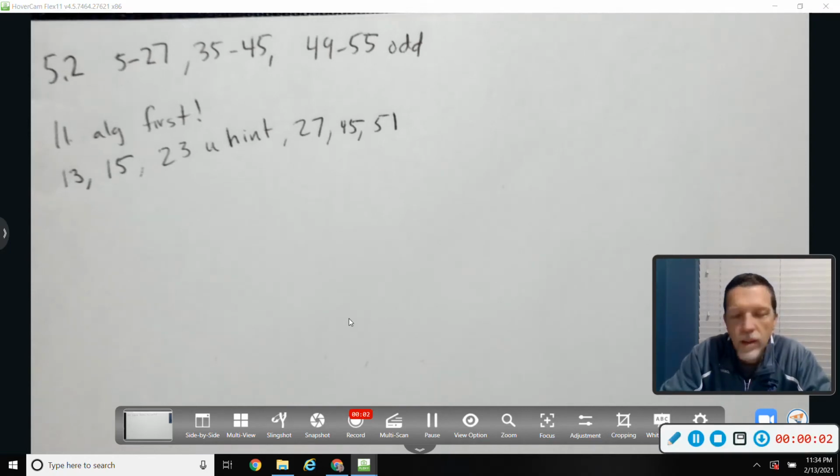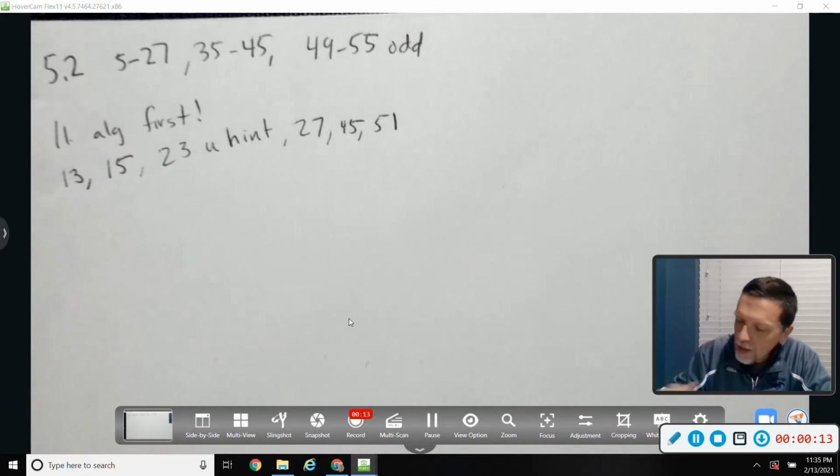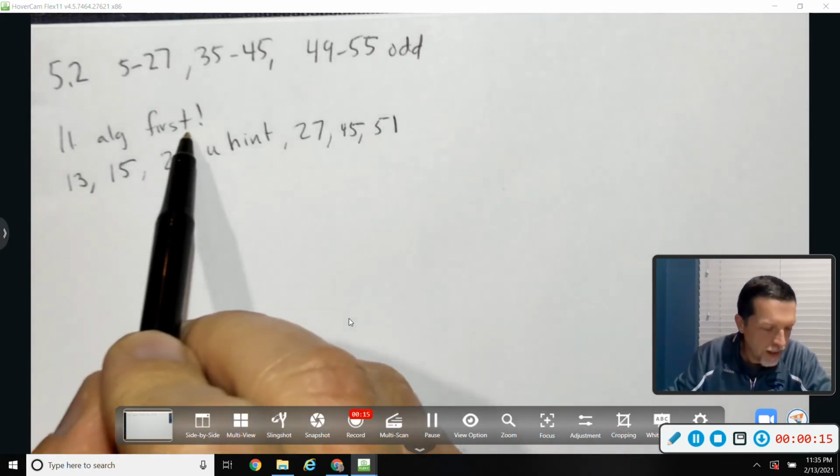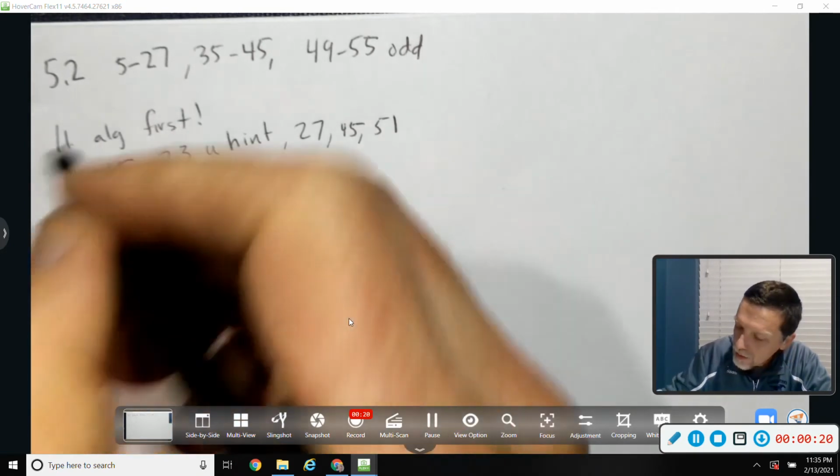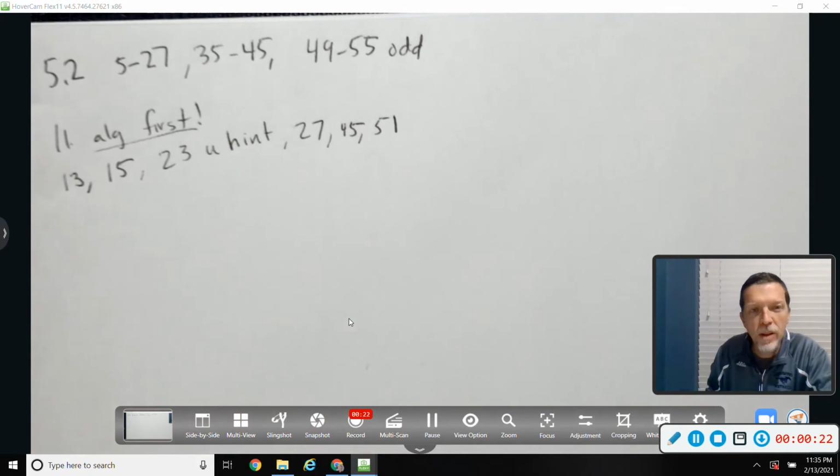All right, going over 5.2, some of the problems that I think might be problematic. The problems, they're all problematic. Challenging, more challenging than others. Number 11, do algebra first, and then it's really an easy problem. But you've got to do algebra first, otherwise you're kind of spinning your wheels.